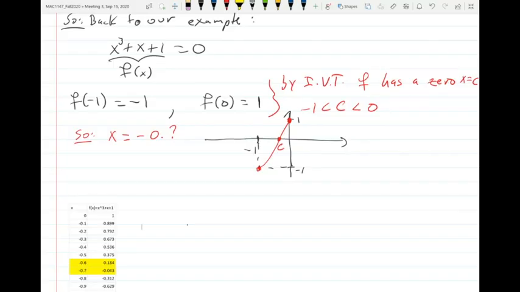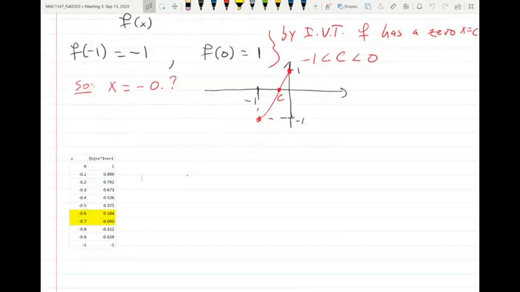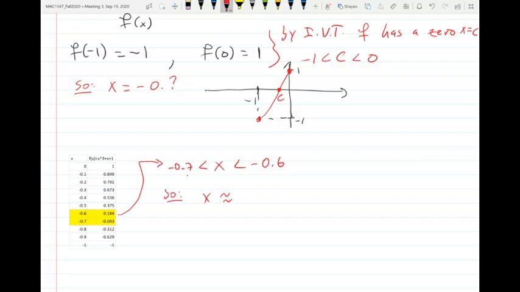Okay, so it should show up. From this information so far, it follows that the x we're looking for is bigger than negative 0.7 but less than negative 0.6. So x is going to be equal to negative 0.6 something. At least we know better than before. Everybody okay with this so far?